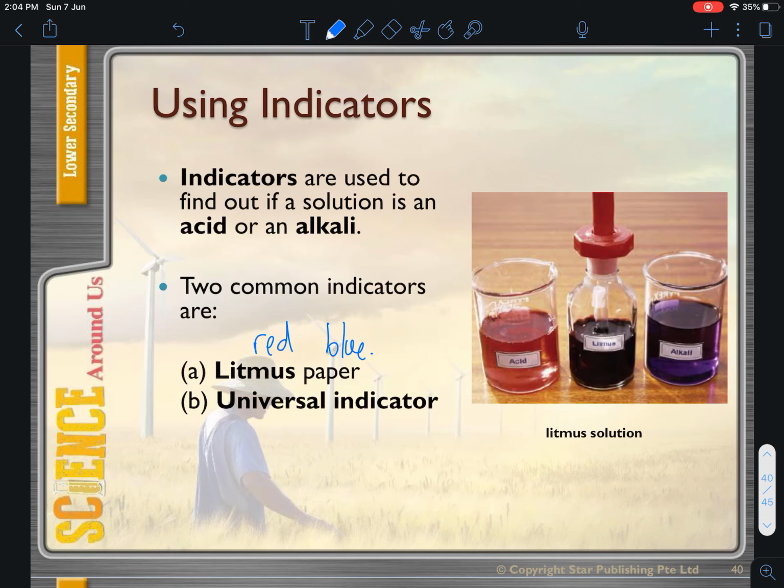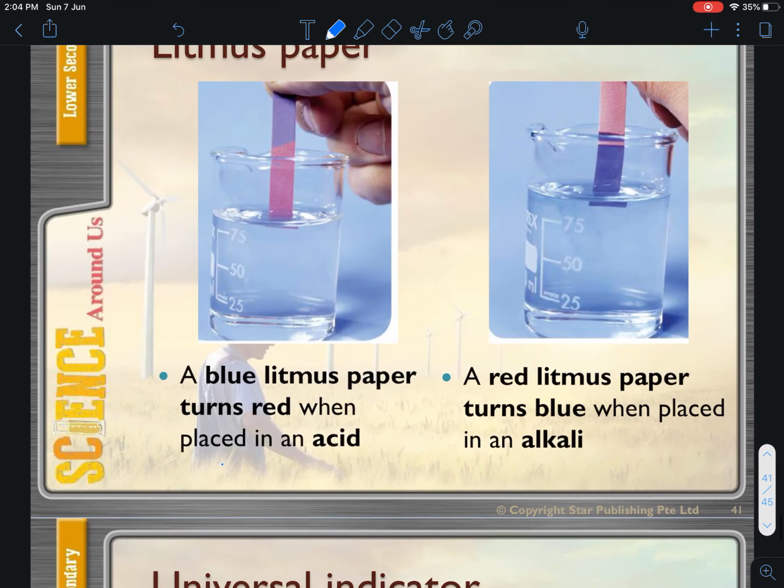A universal indicator is like a solution, so you drop it into an acid or base solution, and you will see a color change, and this color change is quite wide. It can go from red, orange, green, blue, to purple, to indicate whether it is acidic, neutral or alkaline.